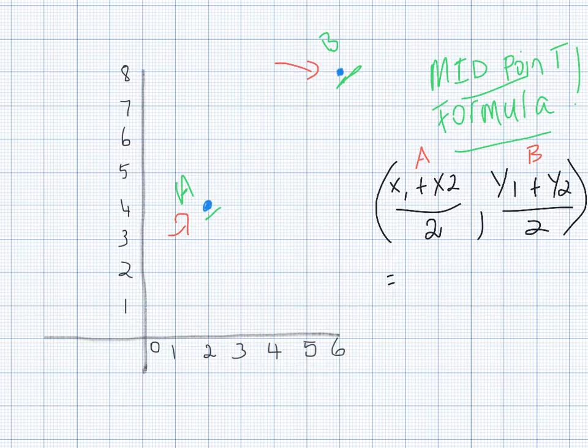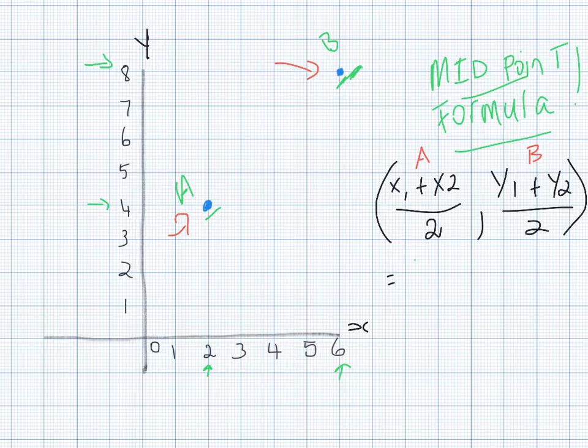So, equals x1. Remember, this is our x-axis, this is our y-axis. So we move across to here, so it's 2, and then up to our y-axis, which is 4. Let me change the colour. For this coordinate here, it is 6, and we move up here, and it's 8.